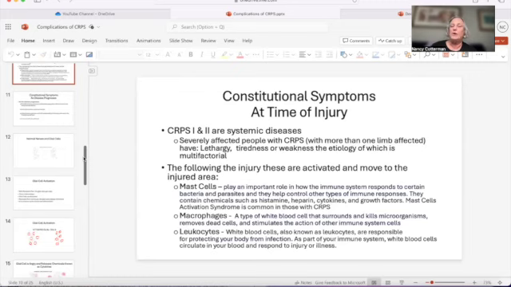Macrophages are a type of white blood cell that surround and kill microorganisms, remove dead cells, and stimulate the action of other immune cells. Leukocytes: white blood cells, also known as leukocytes, are responsible for protecting your body from infection. As part of your immune system, white blood cells circulate in your blood and respond to injury or illness.